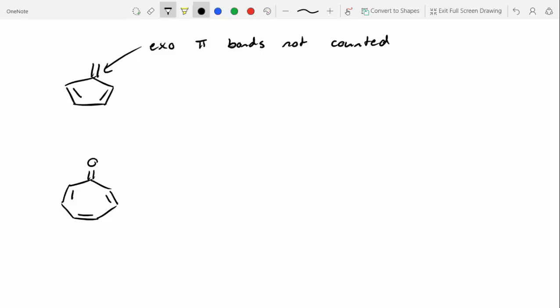What about this ring system? How many electrons are in the ring system of p orbitals, right? 6. So in this case, this would be aromatic. So only 6 electrons in the ring system. Therefore, this is aromatic.